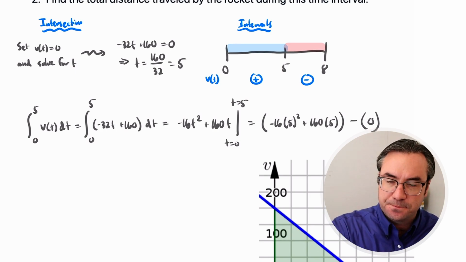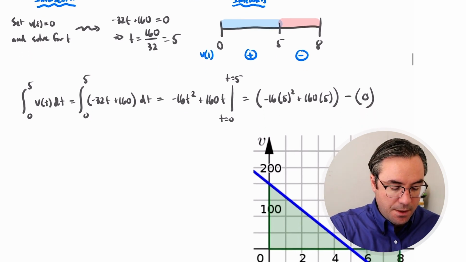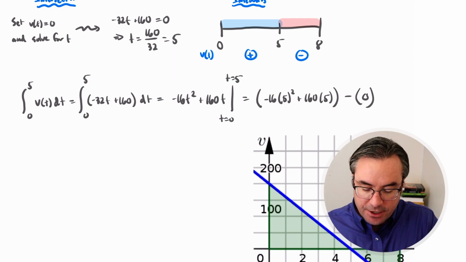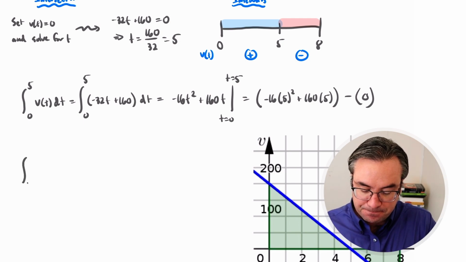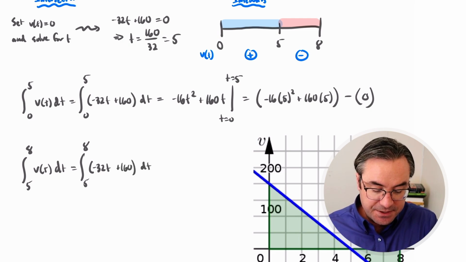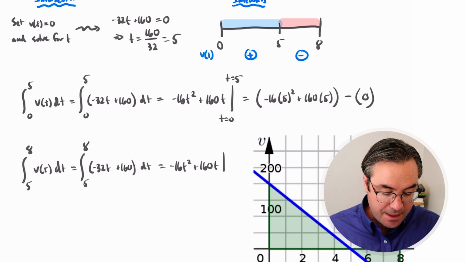All right, so the next integral we're going to do is we're going to integrate from 5 to 8. So we want to do the other integral. Same velocity function. So we're going from 5 to 8. Same velocity function, just a different time interval here. So that means the same antiderivative, negative 16t squared plus 160t. And now we're going from 5 to 8.